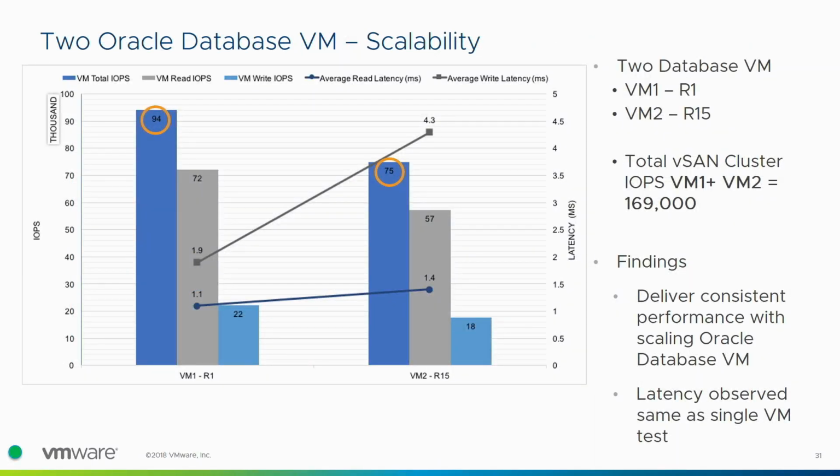Okay, so here we talk about how we scale the Oracle database VM. Basically when we have more database VMs configured, for example, we have one VM with R1 configured, another VM with R15 configured, we can see that with two VMs configured, the aggregate IOPS we can get is 169,000 IOPS. So with more VMs configured within a vSAN cluster, we can get more benefits. This is how we evaluate vSAN performance. We're not evaluating only one single VM, single disk. Basically, with more VMs deployed, we can see more performance benefits.